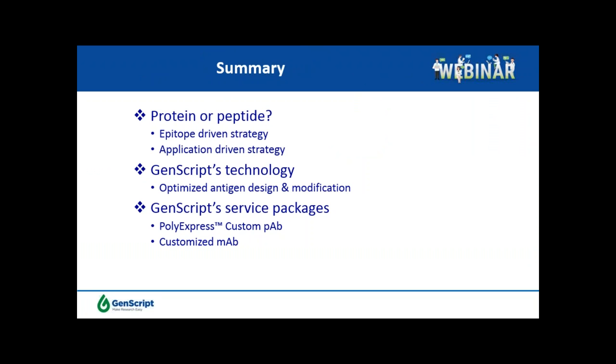In the last slide, I would like to go over a quick summary of the presentation. In this webinar, we have discussed the antigen strategy, which is ultimately determined by the epitope and the application, and GenScript's technology, which can help you better generate your desired antibodies. And finally, we introduced you to GenScript's polyclonal and monoclonal antibody generation services.